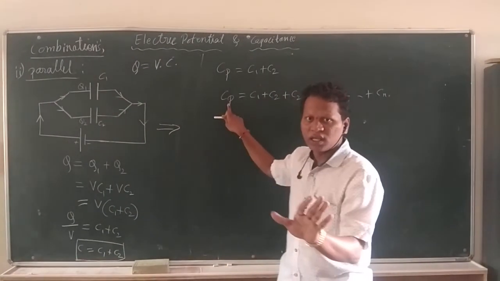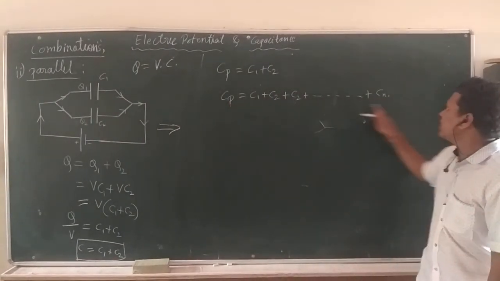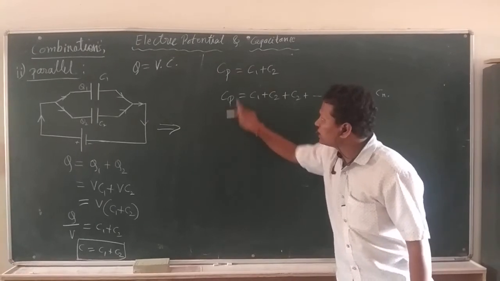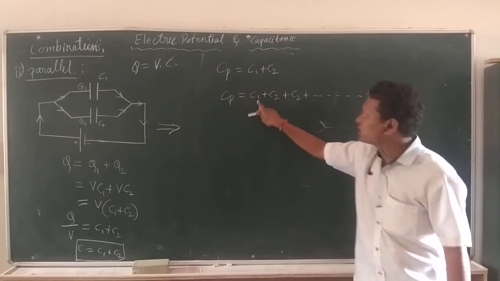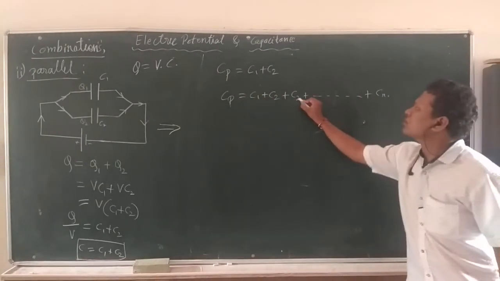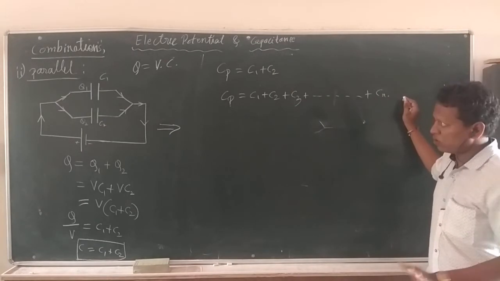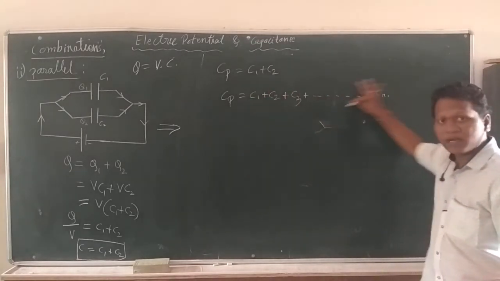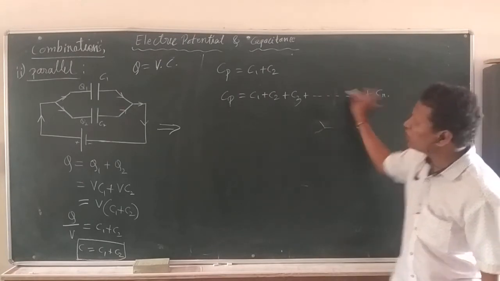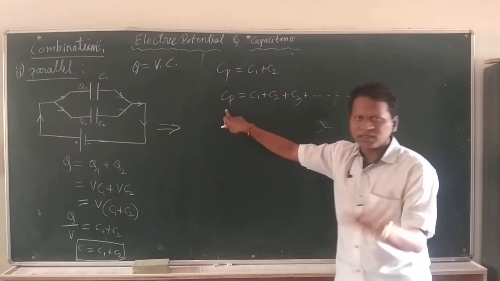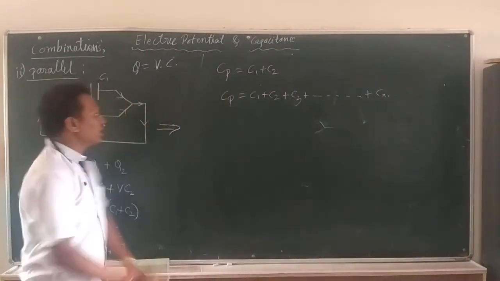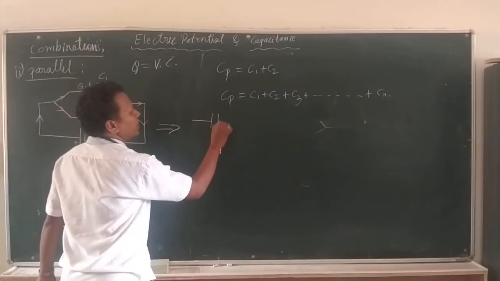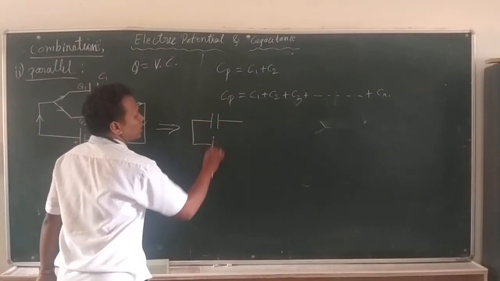The meaning is very simple. The meaning of this expression is quite simple: Cp is equal to C1 plus C2 plus C3, C4 up to Cn. So the C1 capacitance and C2 capacitance are added up, and this amount is equal to Cp. The same thing has to apply here. So what we need to do is get only one capacitor with the battery.